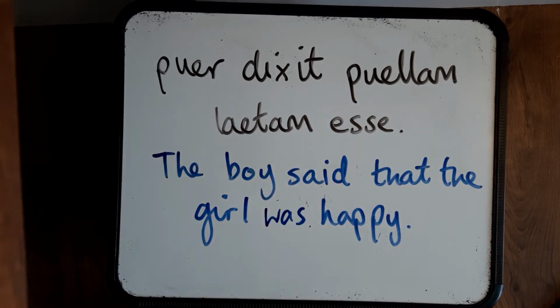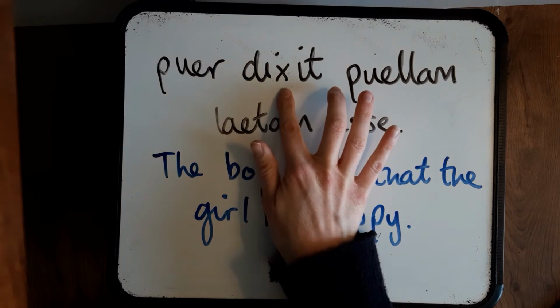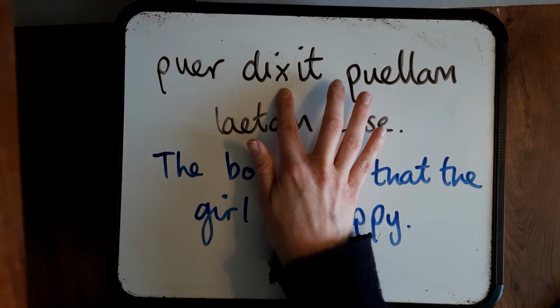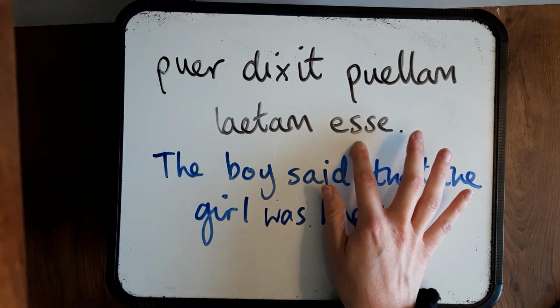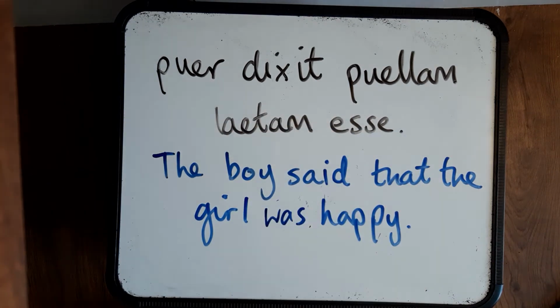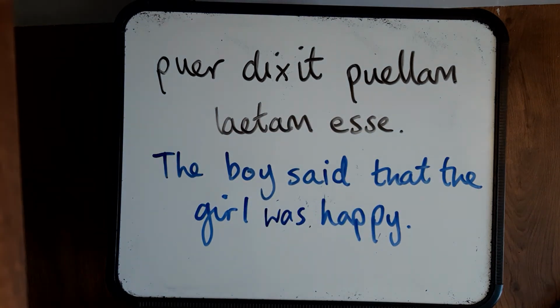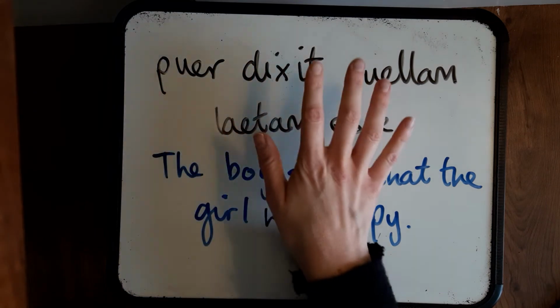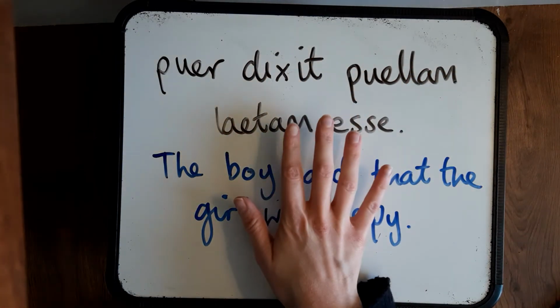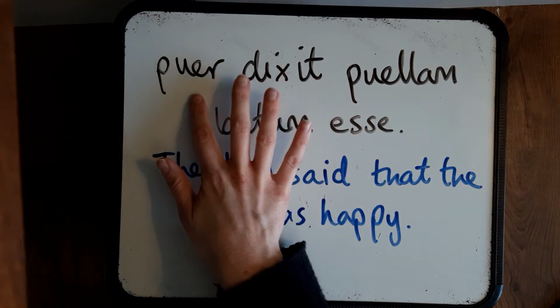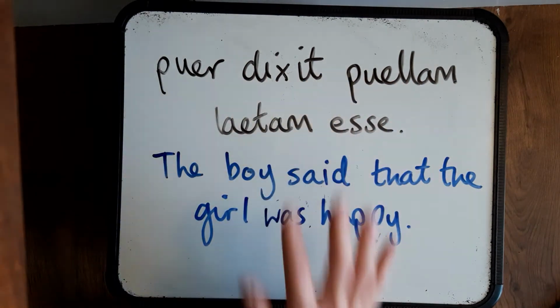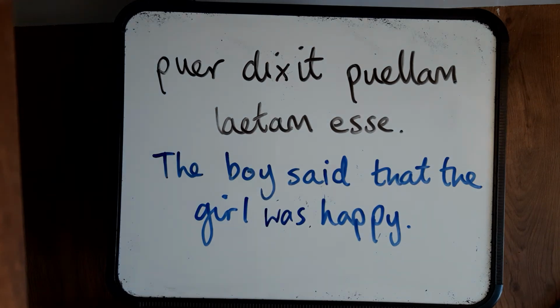If that way of explaining it makes it too complicated for you, then just think about it in this way. If this verb goes back a tense into the past, then this infinitive also has to go back a tense into the past. And that is the most straightforward way of thinking of it. So instead of saying the boy said that the girl is happy, that has to jump back with that verb. The boy said that the girl was happy. Okay, let's have a go at another one.